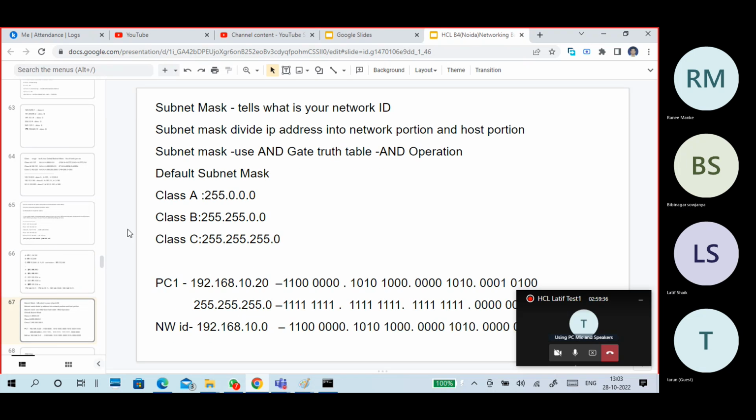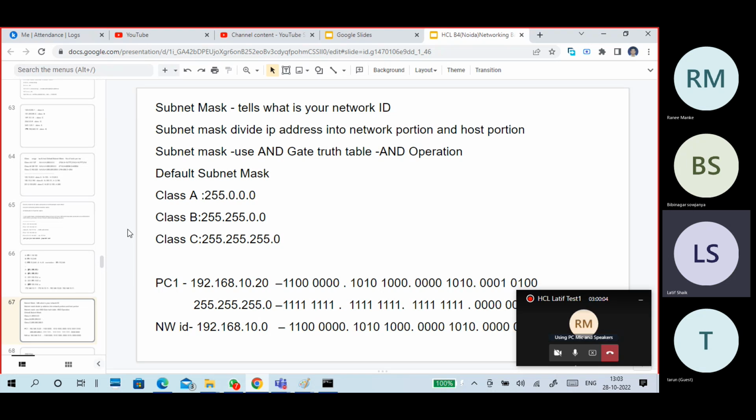Okay, we know, guys, up to here, the network portion and host portion part. So we know the network portion and host portion. We see the network portion and understand which is the network portion and whether they will communicate or not.